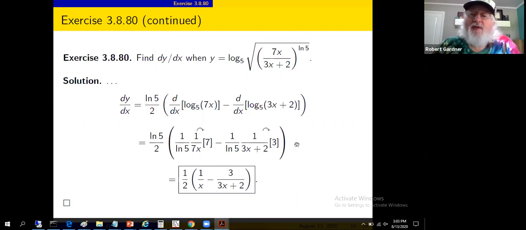There's the derivative. Let's clean it up a little bit because it cleans up. I can cancel the log 5 in both of those. Notice you're subtracting. I can cancel the 7 with this. Anything else? Looks like that's about it. That leaves us with a 1/2 out front. All that's left from this is the 1 over x, and we're left with the 3 in the numerator and the 3x plus 2 in the denominator. So there's what we get for that derivative.